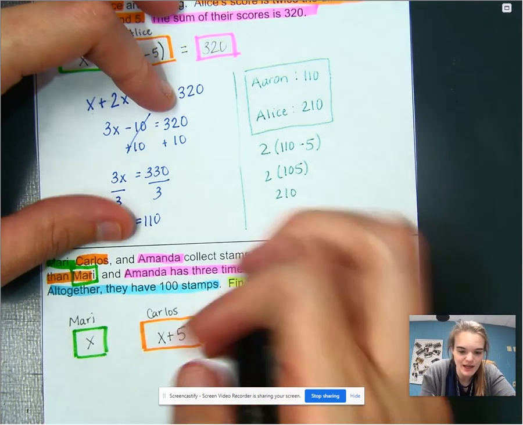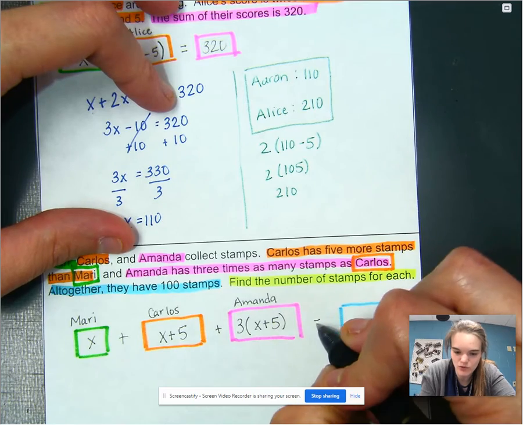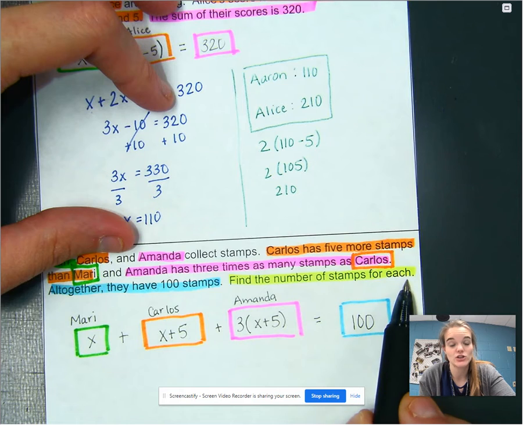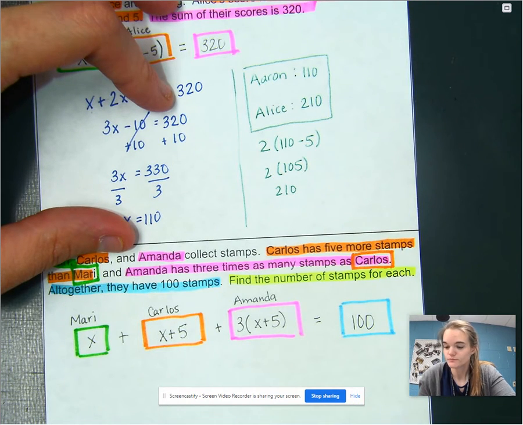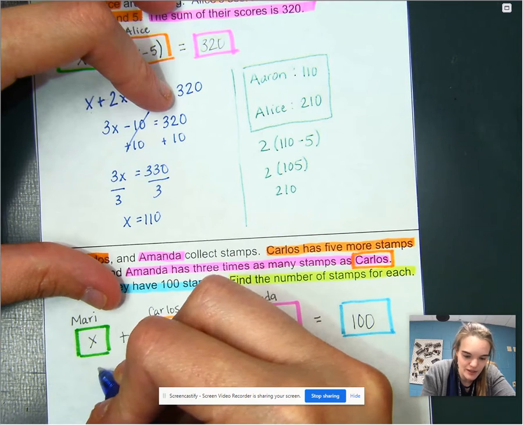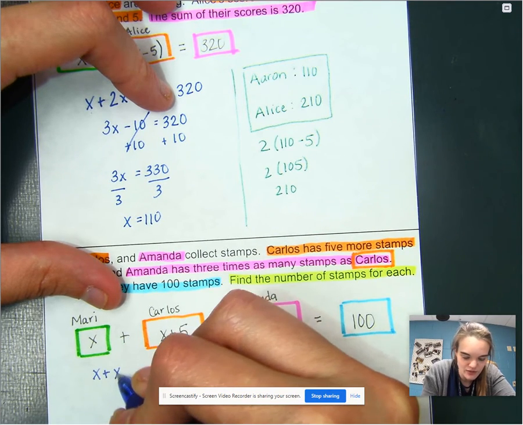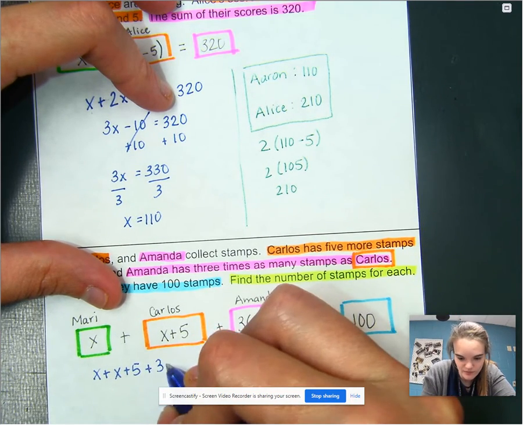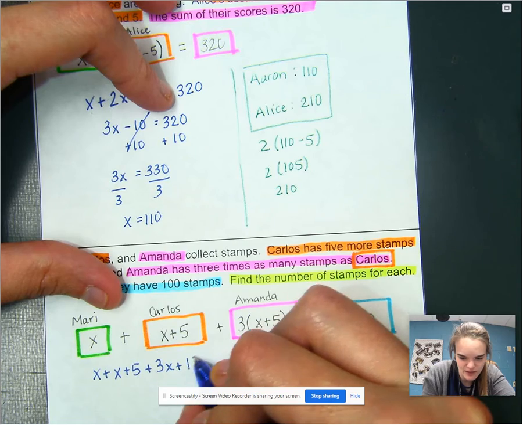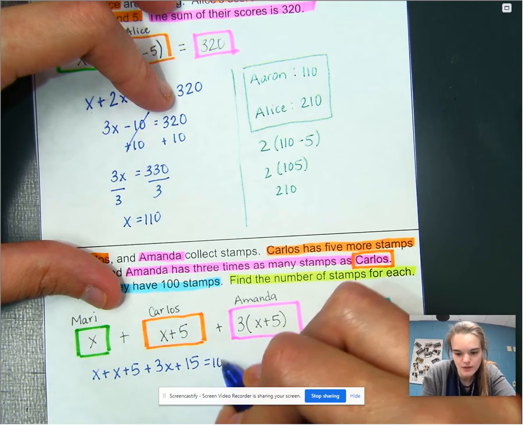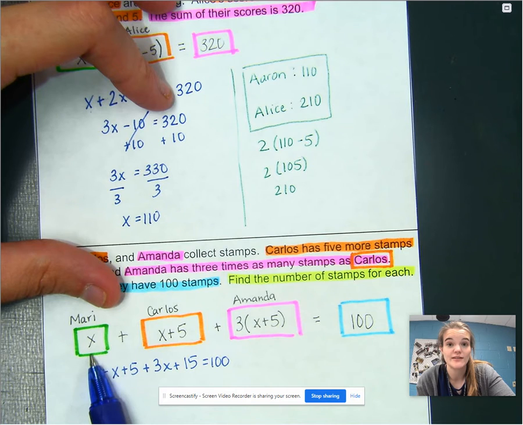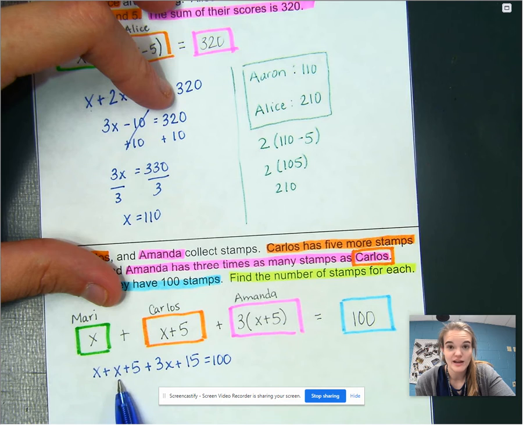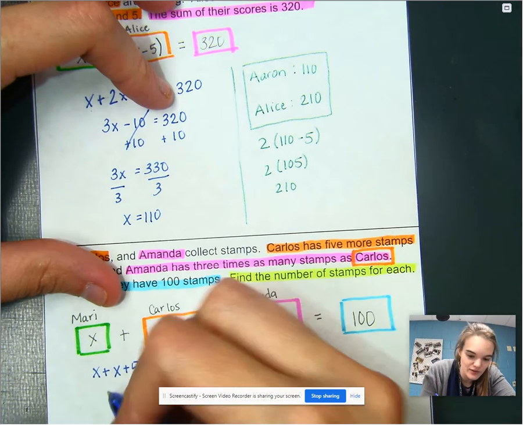All together, meaning add, equals, they have 100. To find the number of stamps for each, we're going to have to solve the equation. So bring down x plus 5 plus 3 times x is 3x, 3 times 5 is 15, and that equals 100. Most students forget to have this extra x here, and then they miss it. All right, now we need to look at like terms. X plus x is 2x, plus another 3x is 5x.